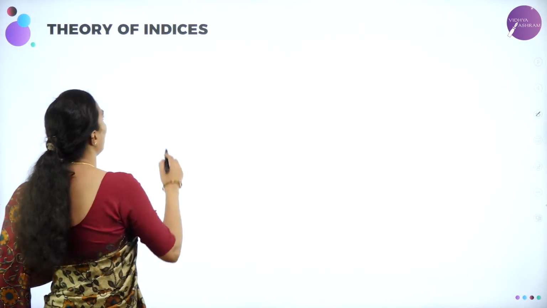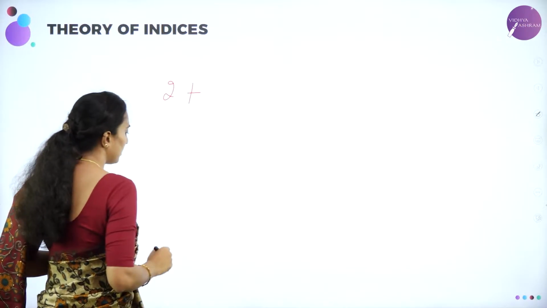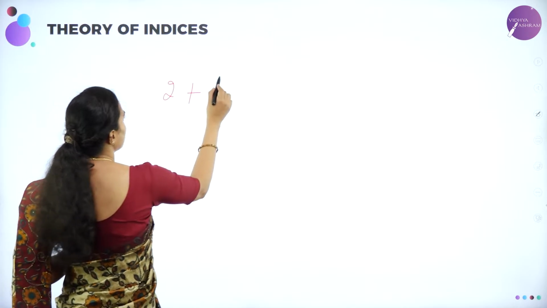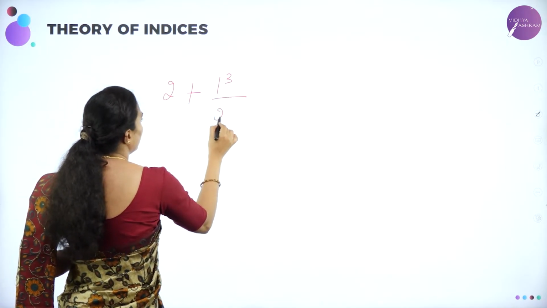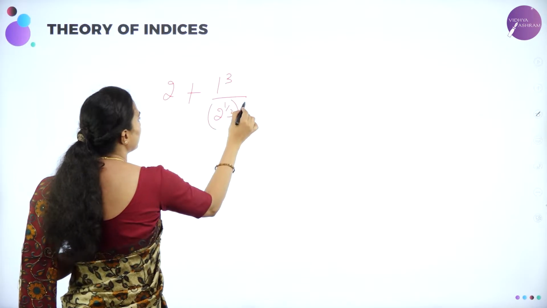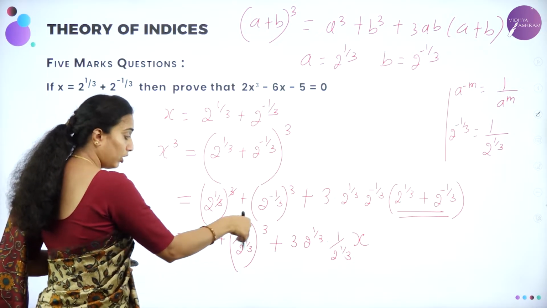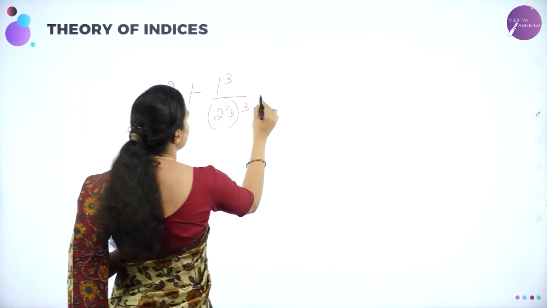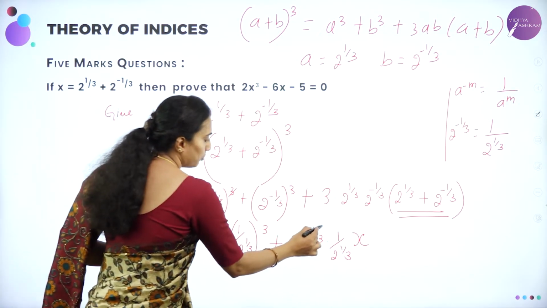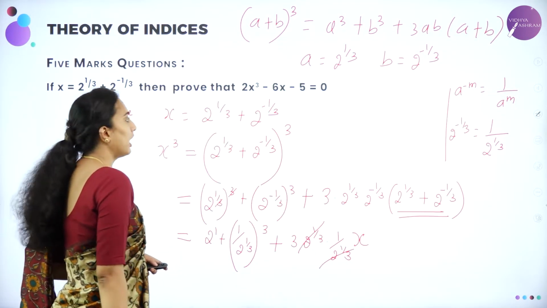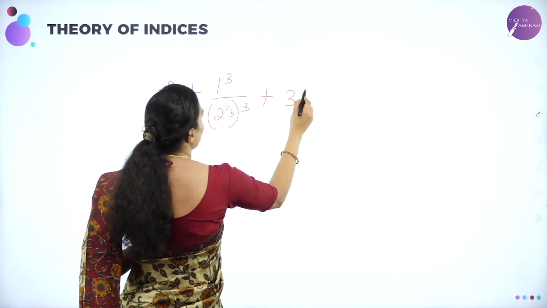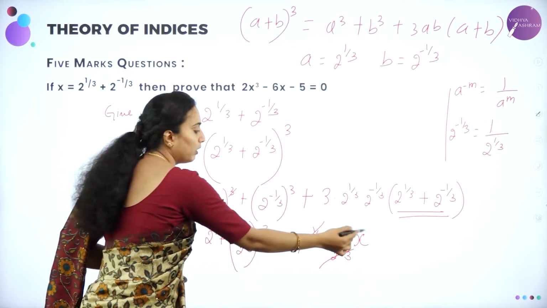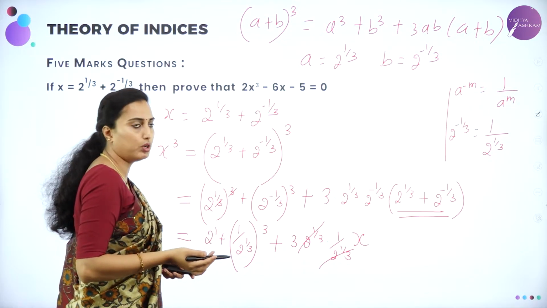2 power 1 is what? 2 plus again 1 power 3, I can raise the power, plus 1 power 3 divided by 2 power 1 by 3 whole power 3. Because you are having whole cube, I am raising both the sides. Got? And then you are going to have plus. Observe dear student, 2 power 1 by 3 and 2 power 1 by 3 will get cancelled. You are going to remain with 3 into x, because this will remain as 1. 3 into 1 into x is 3x.